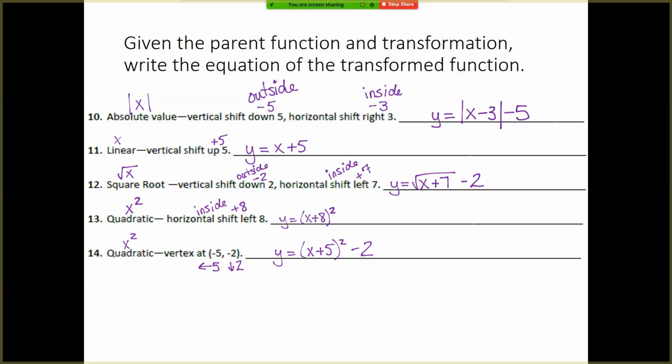So the left 5 has to go inside your parentheses. If I'm moving left, it's actually inside positive. So (x plus 5) squared, and down 2 at the end is the -2 hanging out at the end.